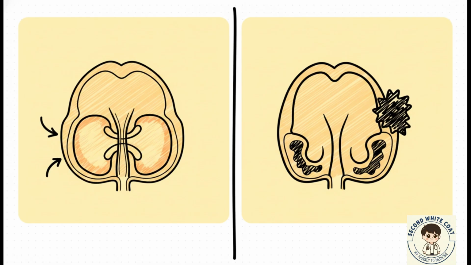BPH features a smooth enlargement, and it typically grows in the transitional zone right around the urethra, which, by the way, is exactly why it causes urinary obstruction so early on. And crucially, it does not significantly increase your risk for prostate cancer. Prostate cancer, on the exact other hand, presents as a hard nodular mass on a rectal exam. It usually grows in the peripheral zone, meaning it often doesn't compress the urethra or cause symptoms until much, much later.